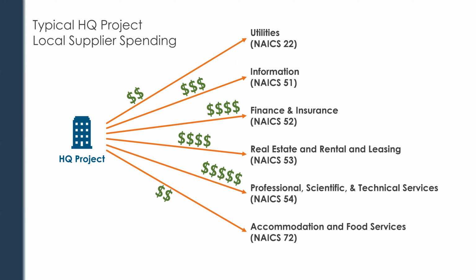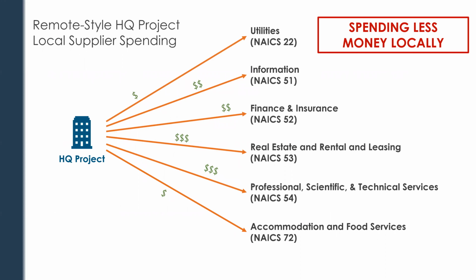If you think about the case of a remote style headquarters project, those big dollar signs turn into smaller dollar signs, not as bold, not as many. Essentially what's happening in the remote style headquarters projects is they're spending less money locally. That's the company itself for their suppliers. So that's going to have an impact for us, obviously coming through in this indirect impact being smaller.